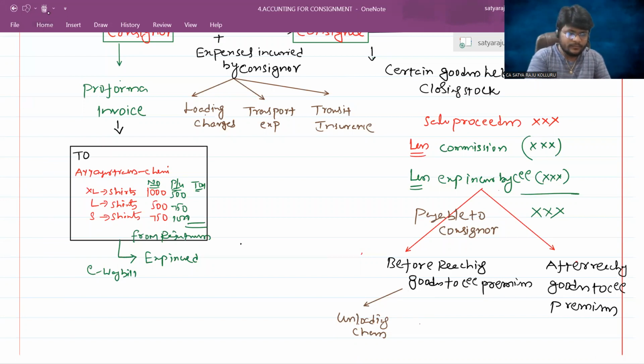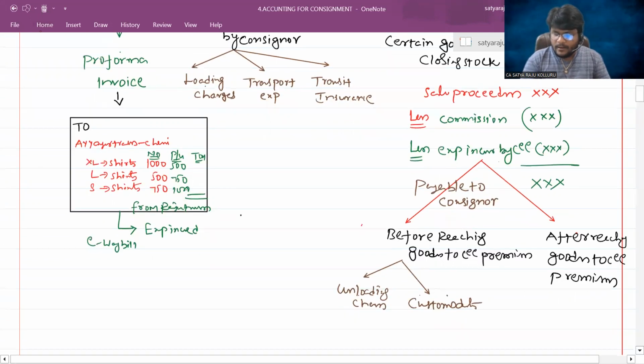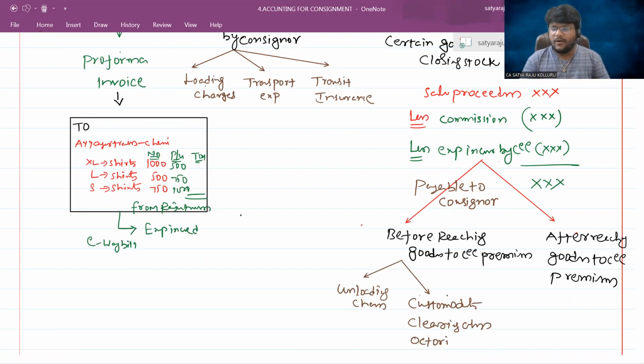Customs duty. Clearing charges. Octroi duty. Octroi means one type of transportation expenses. So like this, the consignee also may incur certain expenses before reaching such goods to his premises.